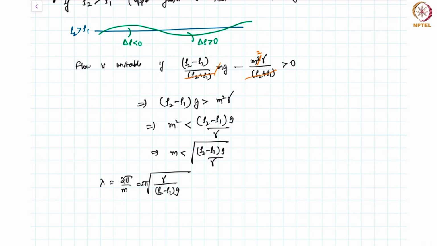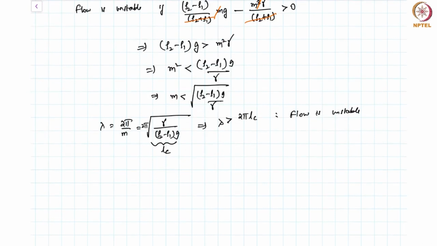Now, notice that this exactly is basically the capillary length. So it says that if lambda is greater than, oh, there's a 2 pi. If lambda is greater than 2 pi LC, then the flow is unstable.